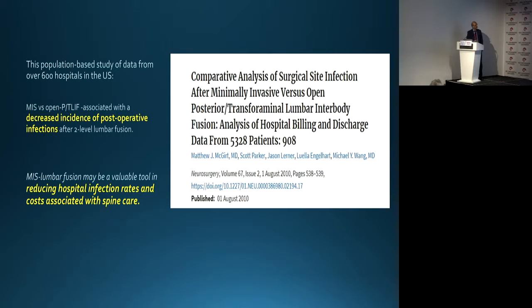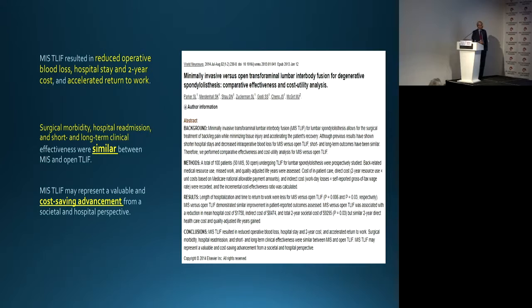If you look at surgical site infection, there's a decrease in incidence of postoperative infection shown by many authors, and reducing hospital stay and infection rate obviously reduces the cost incurred. This is an MIS TLIF versus open, and they looked at the results: reduced operative blood loss, hospital stay, 2-year cost, and accelerated return to work. So economy was a big problem.